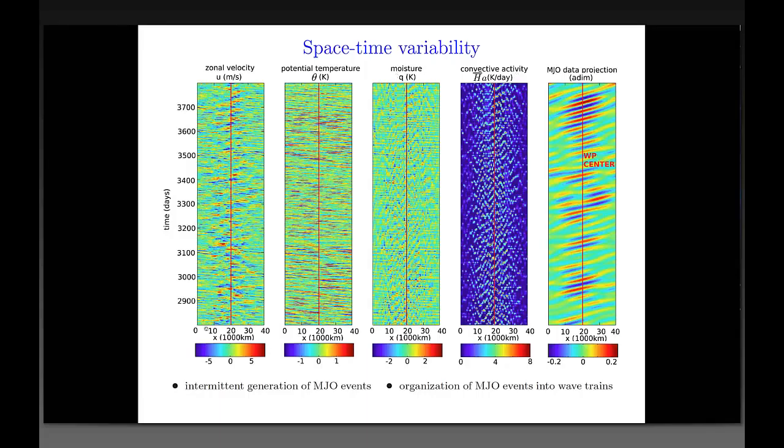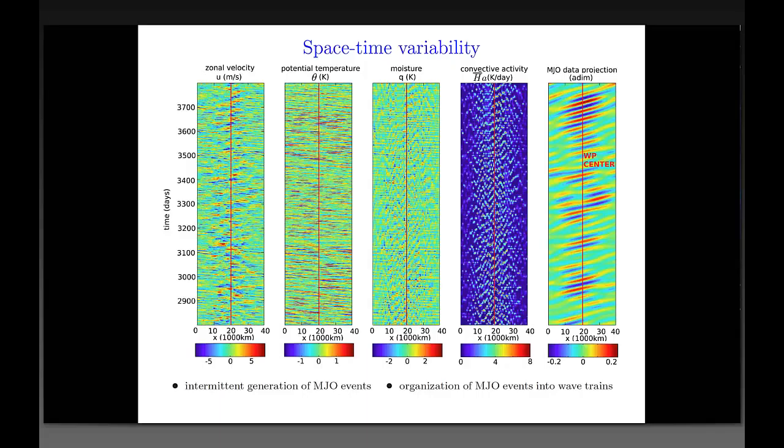Each plot shows all the way around the globe, 40,000 kilometers. And let's see, this looks like about 1,000 days, so a few years of data. And this red line going down the center of each one is just showing where the peak of the warm pool is, as it was before.